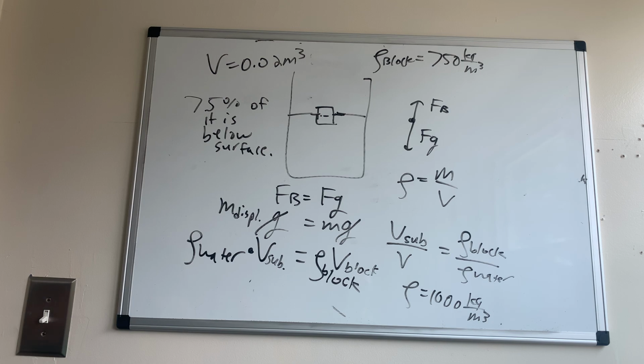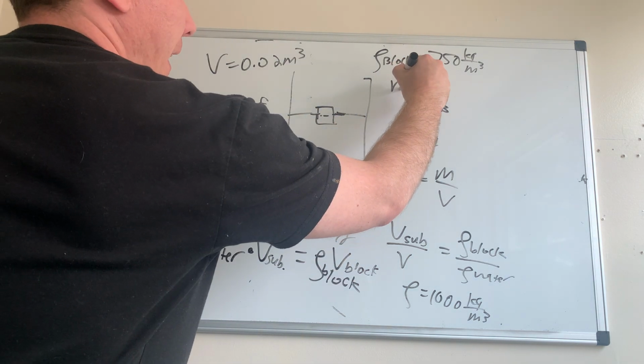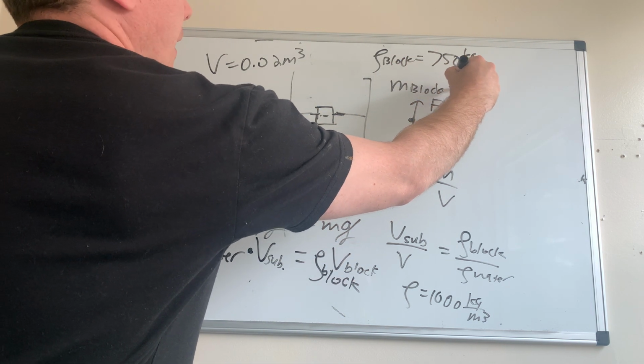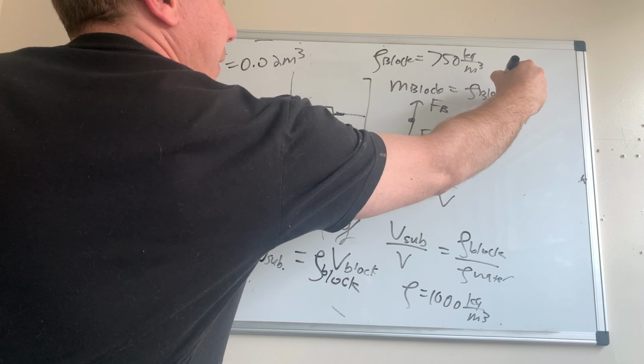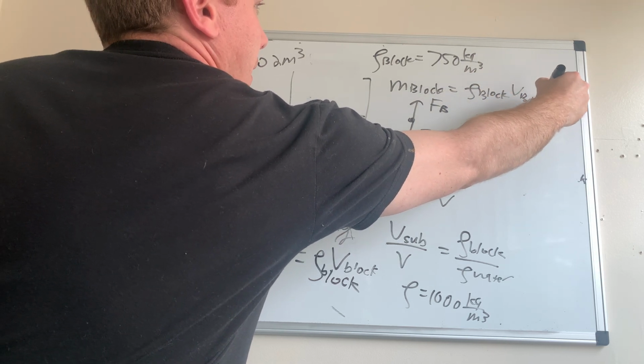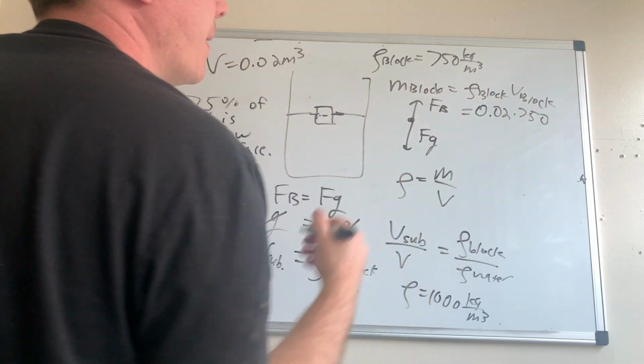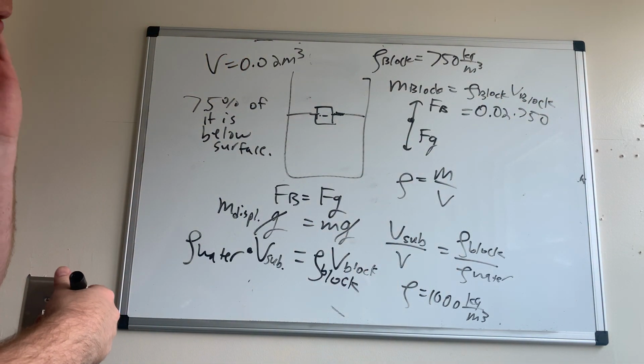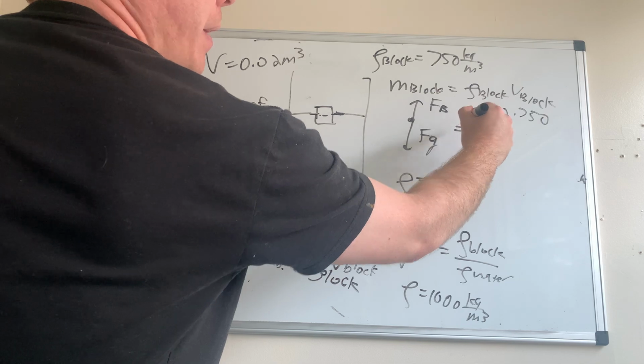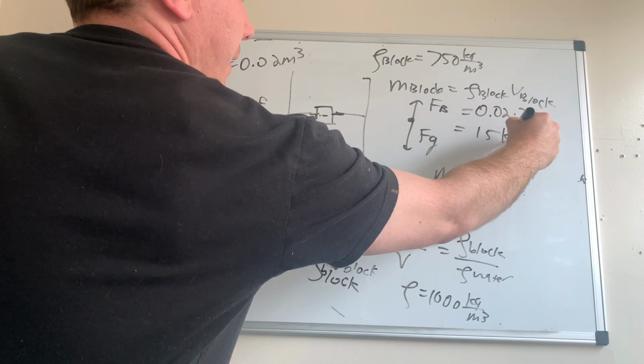So just to get the mass, the final step would be that the mass of the block is equal to its density times its volume, or in other words, 0.02 times 750. So that would be 750 divided by 50, which would be 15 kilograms.